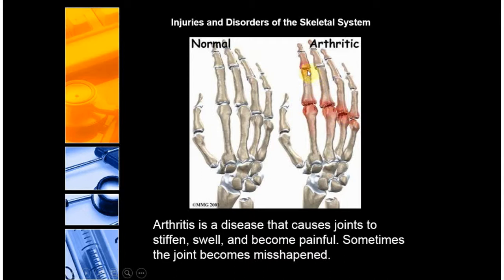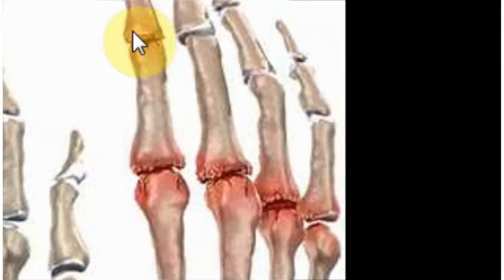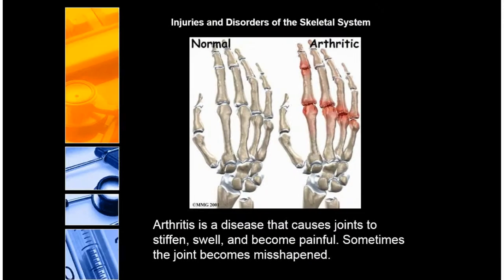As you can see, the joints that are arthritic are cracked, because the picture here shows them as being red. Red generally means inflammation, so they're probably inflamed. Very, very painful condition. The problem with arthritis is that after some time, arthritic joints change shape. So instead of your fingers looking long and slender, they start to bend at the joints, and that's why we say they're misshapen.